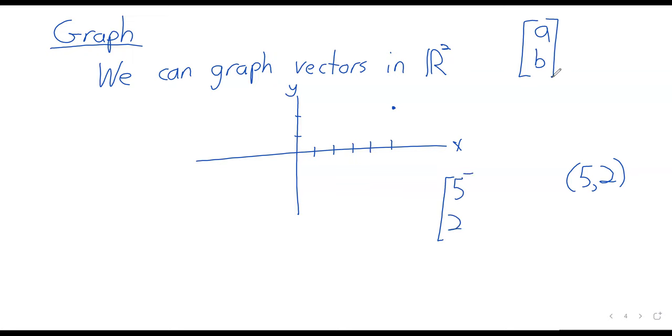To graph the vector 5, 2, well, we start with the point 5, 2, and then we connect the origin and that point, and we turn this line segment into an arrow. So there's our visualization of the vector 5, 2.